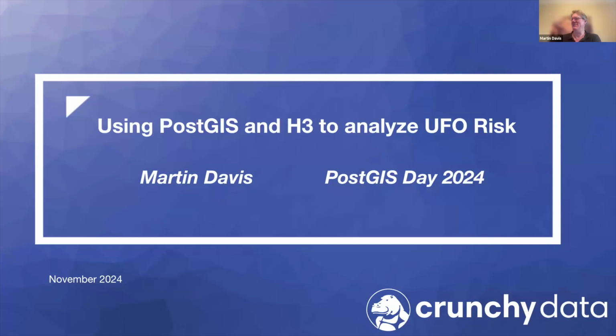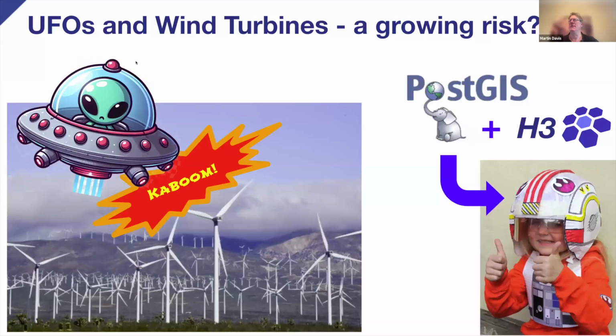Okay. Well, good afternoon, everybody. I am going to talk today about using PostGIS and H3 to analyze UFO risk. One potential problem with the green transition is that there's more and more wind turbines out there. And as we know, there's lots of UFOs floating around too. So what happens if UFOs collide with wind turbines? So we are going to use PostGIS and H3 to figure out where that might happen.